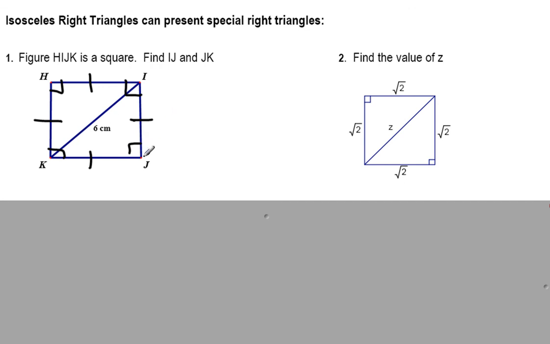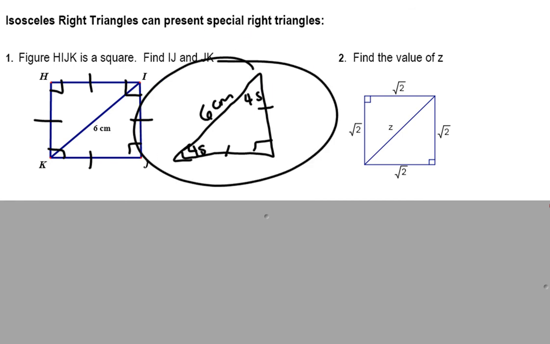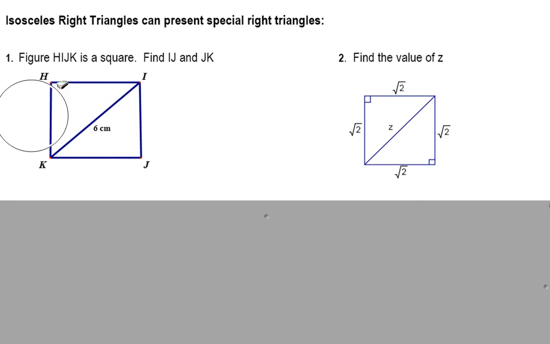So I'm going to pull apart this triangle KIJ, and this is my 90, this is 6 centimeters, and then we have, because these two sides are congruent, this angle is 45 and this angle is 45. So right here is where my isosceles right triangle comes in, and where my special 45, 45, 90 triangle comes in.